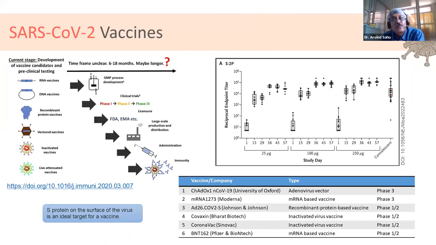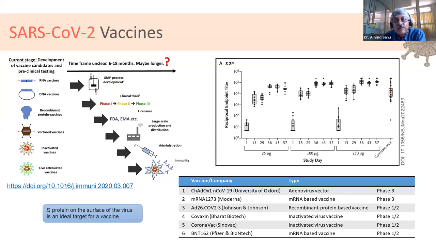The last thing I want to talk about is the vaccines. With any viral infection, the best way to contain it is drugs. Drugs are always much more helpful, but in this particular case we don't have good drugs, and therefore vaccine is the only hope we have. But the good thing is that many efforts are being made. There are over 50 vaccine trials going on currently.